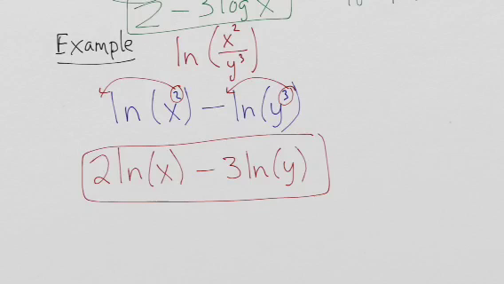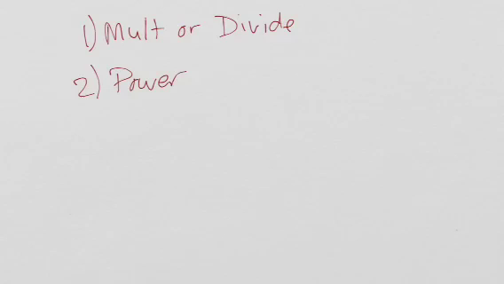So again, easy rule today, but a little trickier when you start blending the rules together. So you're going to have that pattern or that order. So again, deal with the multiply or divide rule first, then deal with that power rule after it's been split. So again, in the order that we learned them. That's why we did them in that order.